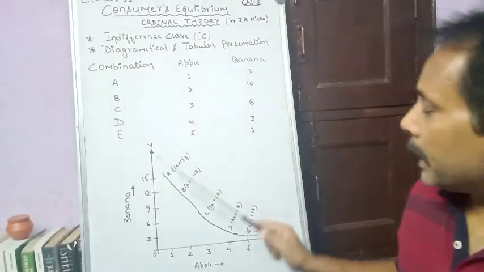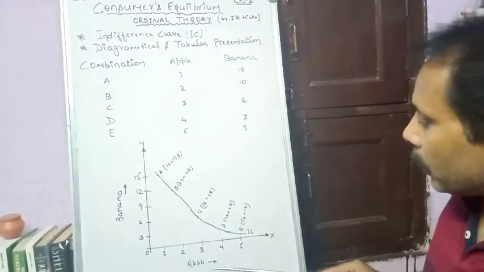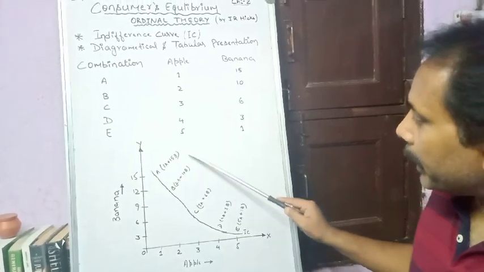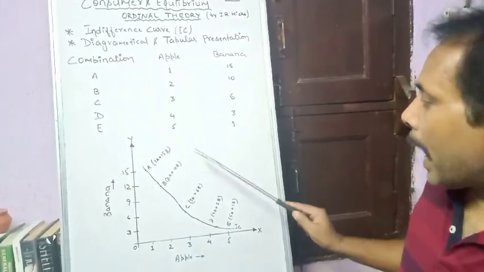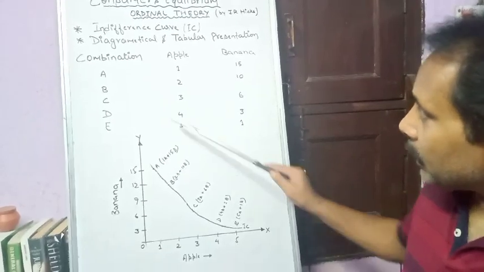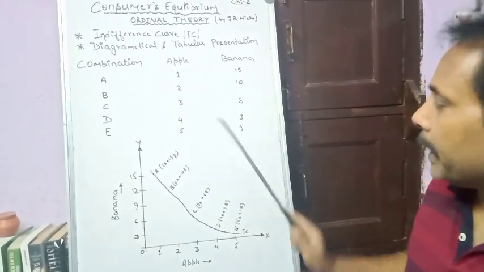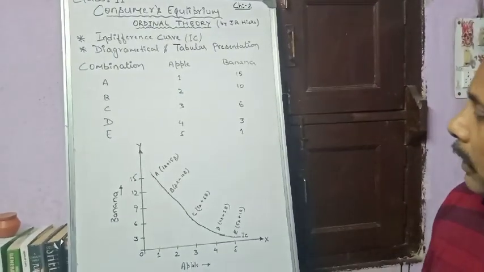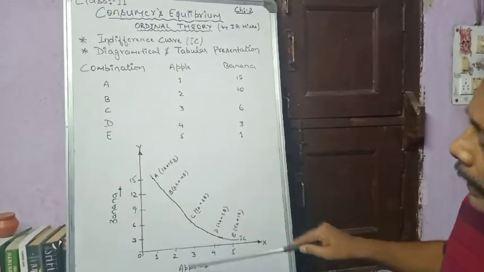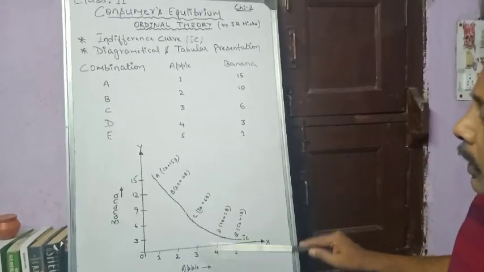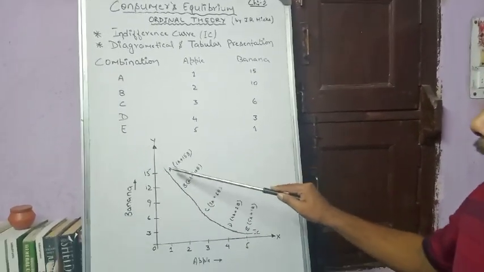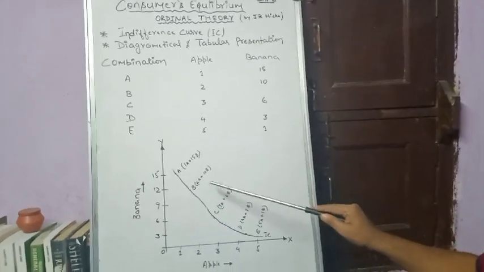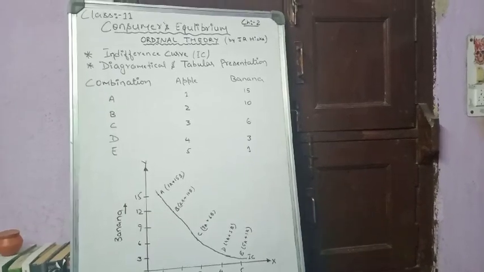An indifference curve is a graphical representation of two goods which shows the different combinations of two goods, and at each level of combination it gives equal satisfaction. Once again, an indifference curve is a graphical representation of two goods which indicates the different combinations, and at each level of combination it gives an equal level of satisfaction.